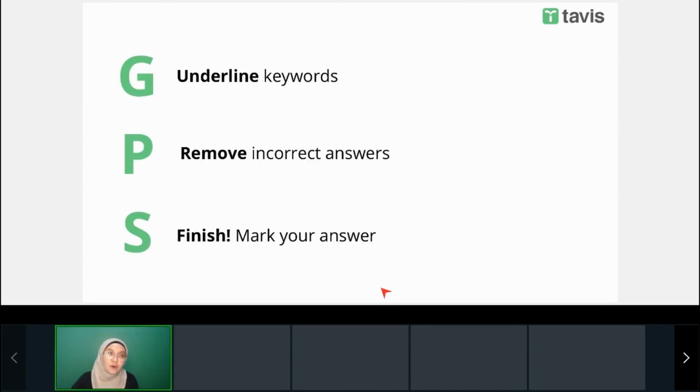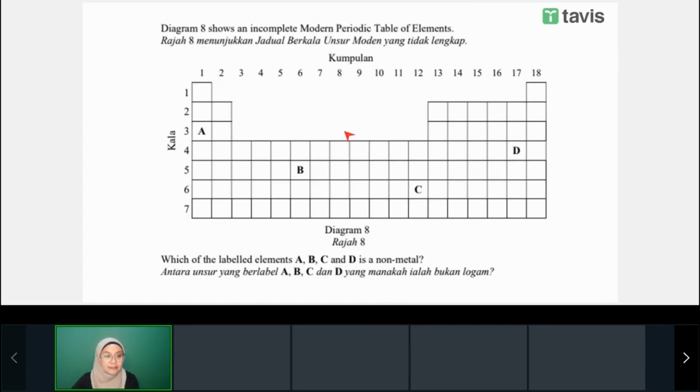This one is taken from trial papers and real SPM papers, past year. Okay, let's try to do Paper 1. For this Paper 1, I did tell you how to tackle Paper 1 questions, the GPS technique. Underline the keyword. Please underline the keyword. Find the keyword. Cut, you remove all the answers that you are very sure are incorrect, and done. Move your answer to the OMR paper.